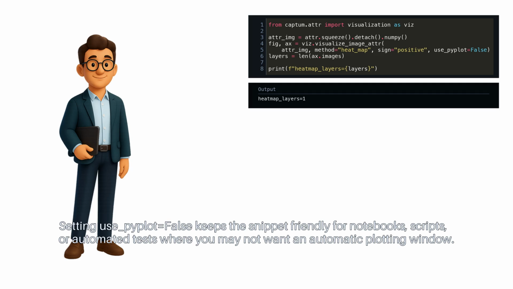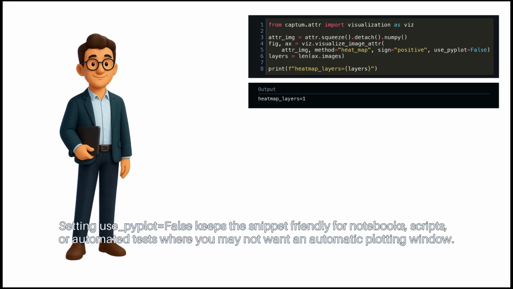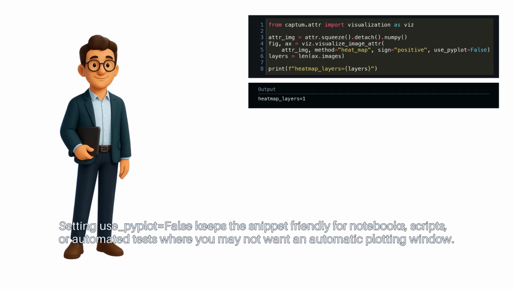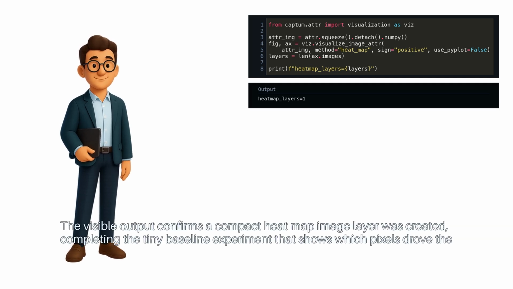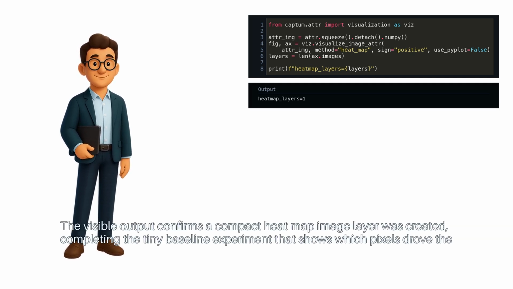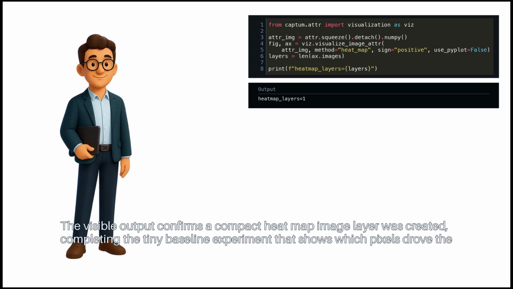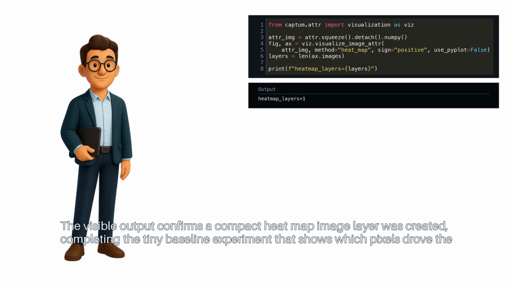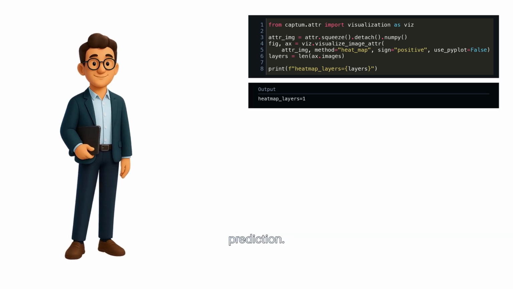Setting use_pyplot equals False keeps the snippet friendly for notebooks, scripts, or automated tests where you may not want an automatic plotting window. The visible output confirms a compact heat map image layer was created, completing the tiny baseline experiment that shows which pixels drove the prediction.